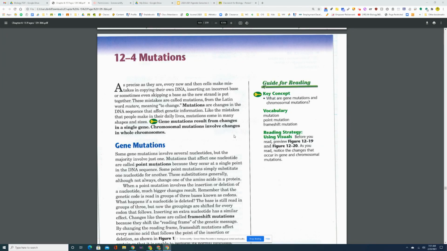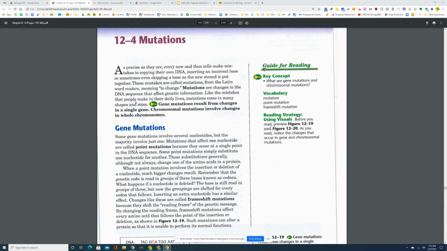12-4 Mutations. As precise as they are, every now and then cells make mistakes in copying their own DNA, inserting an incorrect base, or sometimes even skipping a base as the new strand is put together. These mistakes are called mutations. From the Latin word mutare, meaning to change, mutations are changes in the DNA sequence that affect genetic information.